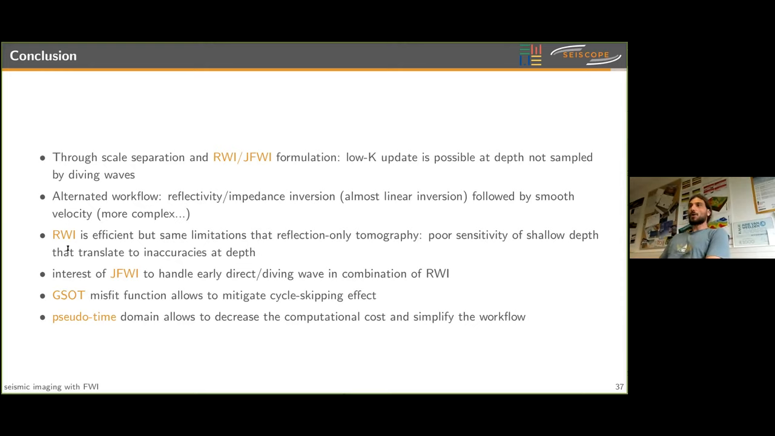I showed you how considering direct and diving waves allows to complement the information provided by reflection in such a workflow, and how a robust optimal transport-based misfit function allows to mitigate the cycle skipping effect, and how reformulating the problem in a pseudo-time domain allows to decrease the overall computational cost and leads to a simplification of the workflow.